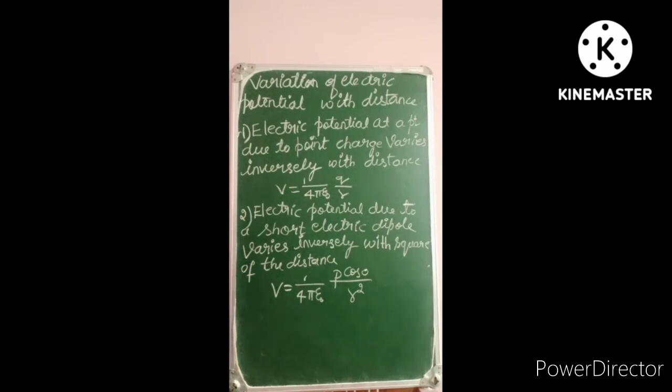Okay, this is how the electric potential due to a short electric dipole or a point charge varies. For the point charge, it is inversely proportional to the distance. For the electric dipole, it is inversely proportional to the square of the distance. Right? Is this clear? Right.